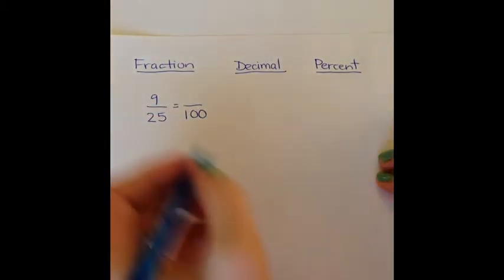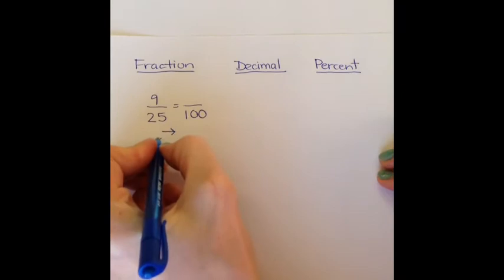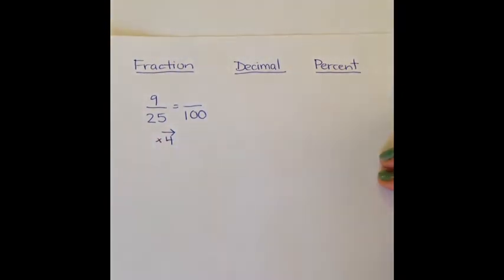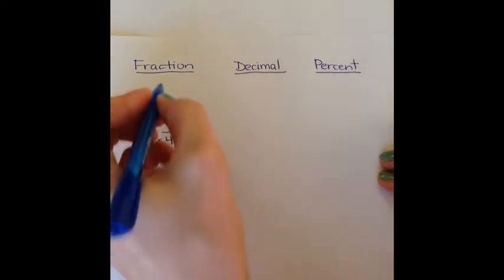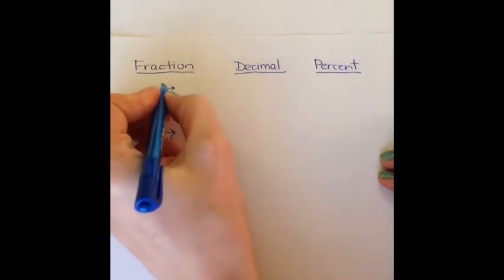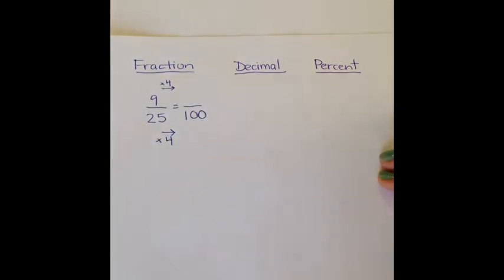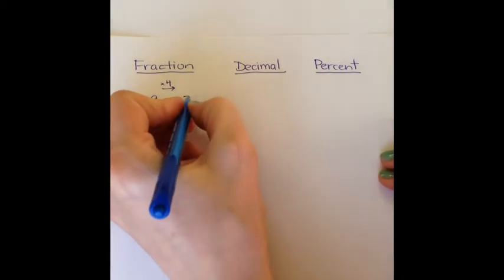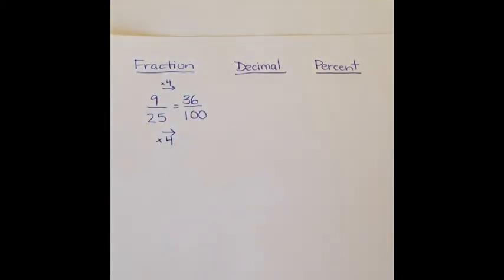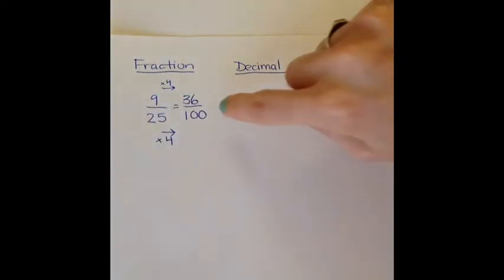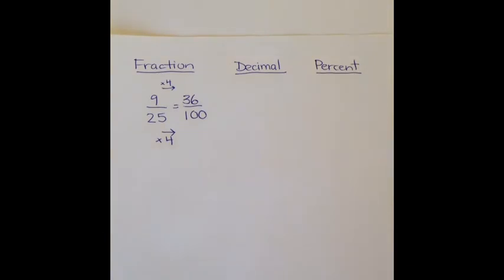To get from 25 to 100, I have to multiply by 4. Think: there are 4 quarters in a dollar, so 4 25-cent pieces make a dollar. To make this fraction equivalent, I have to do the same thing to the numerator, multiply by 4. 9 times 4 is 36. So if I say this fraction properly, it is 36 hundredths.